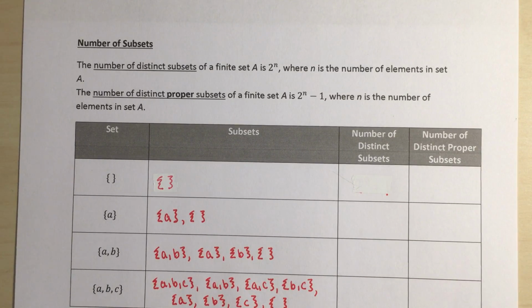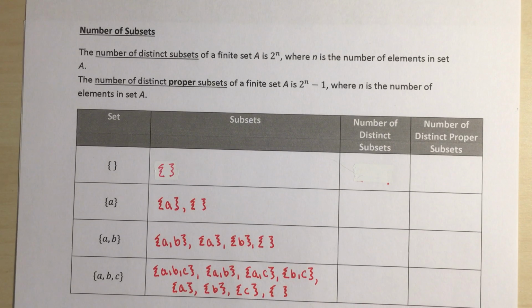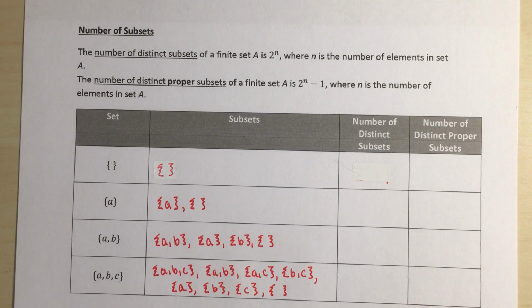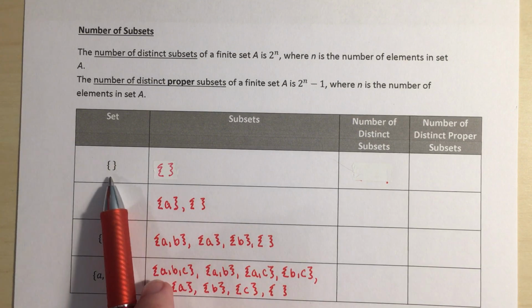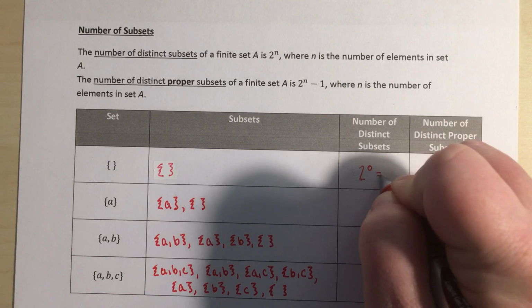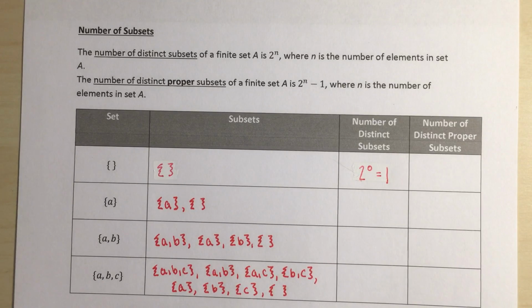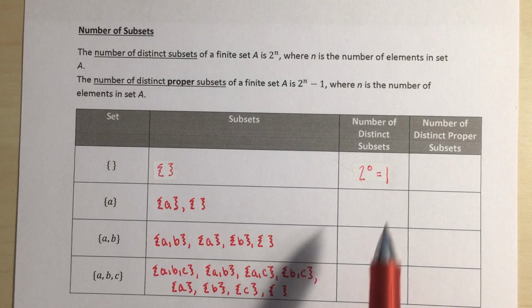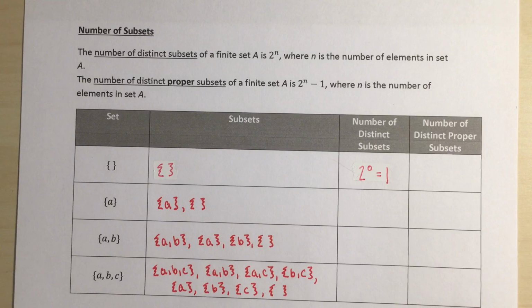Right, now if we look at the information up at the top that talks about the number of distinct subsets and the number of proper subsets, we're going to go through and fill in these columns next. The number of distinct subsets of a finite set A is 2 to the nth power, where n is the number of elements in the set. So if we look at this set, it had 0 elements in there. If we calculate 2 to the 0 power, well, anything to the 0 power is equal to 1. And we had one subset here.